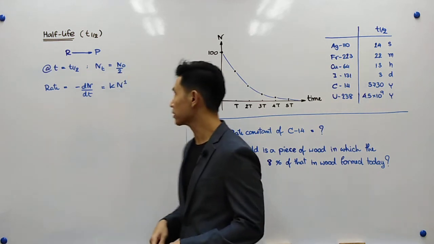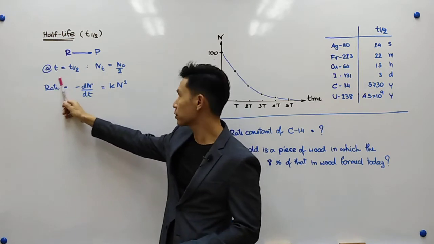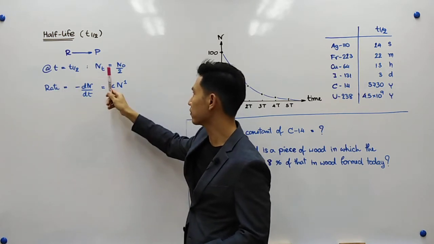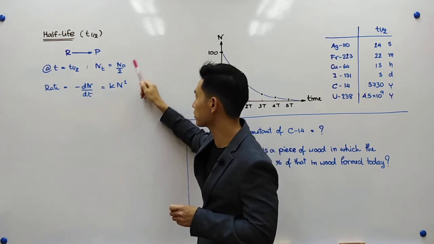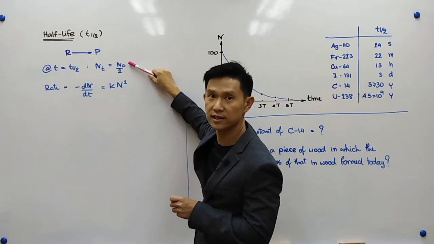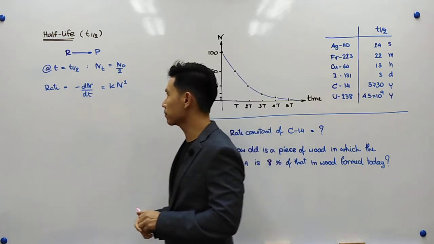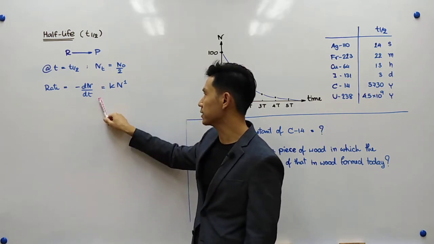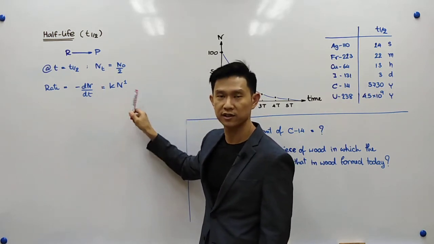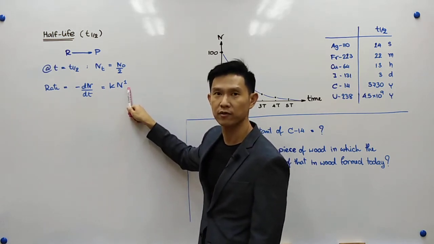From the information we have here, at time equal to half-life, we know that the amount of the nucleus at that time is equal to the amount of the nucleus at the initial state divided by 2, or reduced by half. And from the rate law equation, we know that dN/dt is equal to kN. This is a first order reaction, so N here has a power of 1.